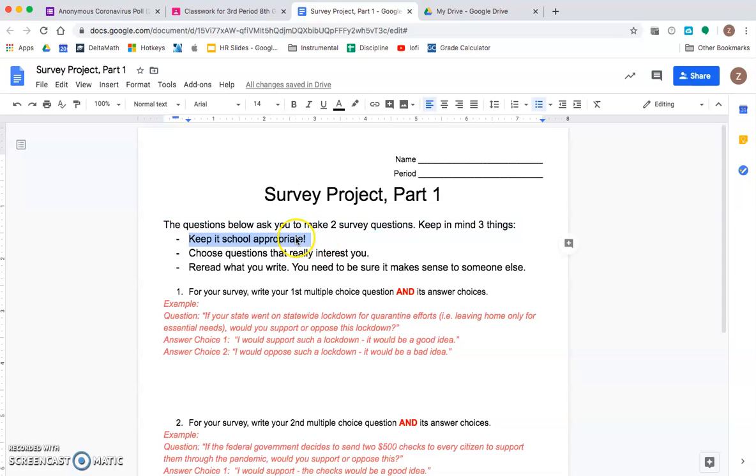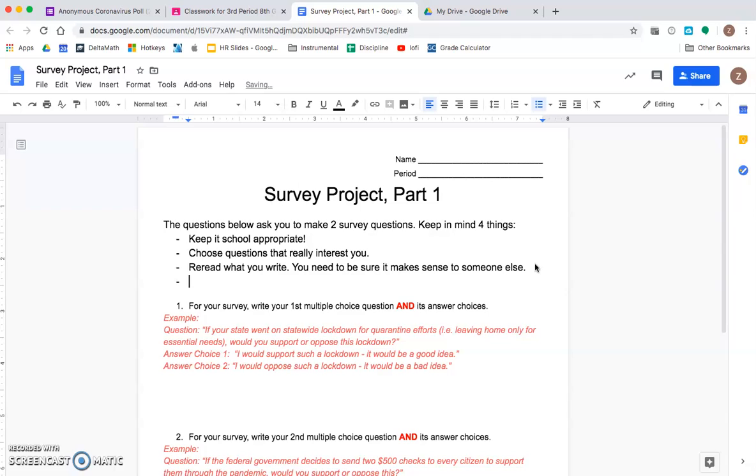You need to keep in mind 3 things. 1, please keep the questions school appropriate, obviously. 2, choose questions that really interest you. I want you to kind of enjoy this survey. And 3, I want you to reread what you write. You need to be sure that it makes sense to someone else. Actually, I have one more piece of advice. Step 4.